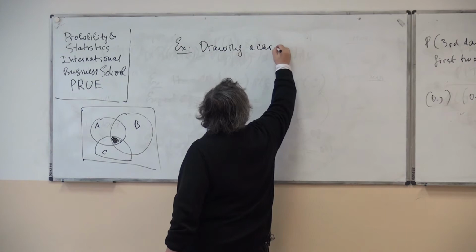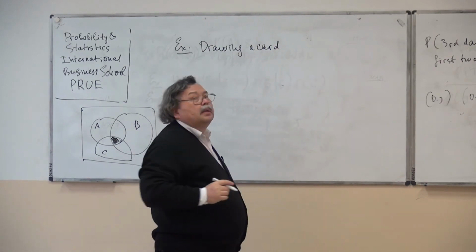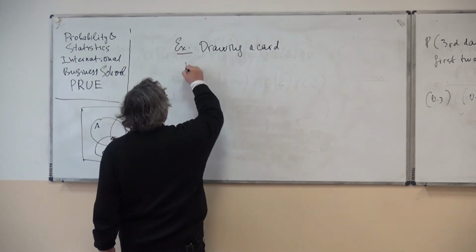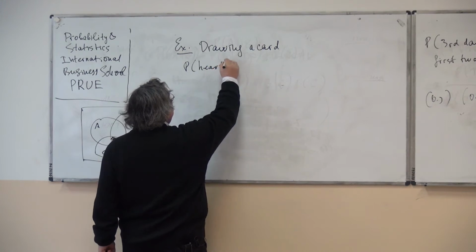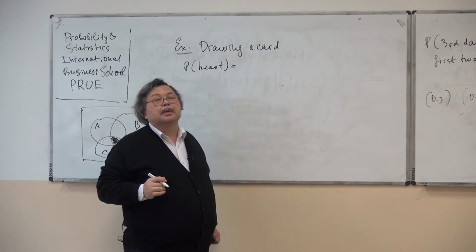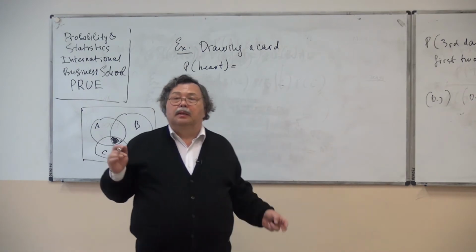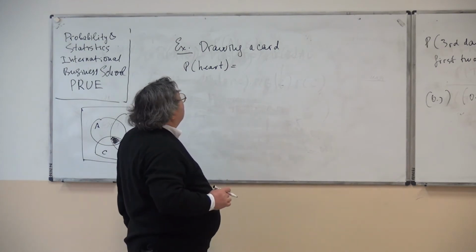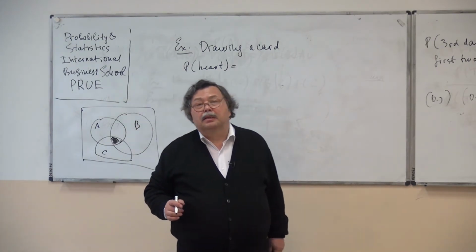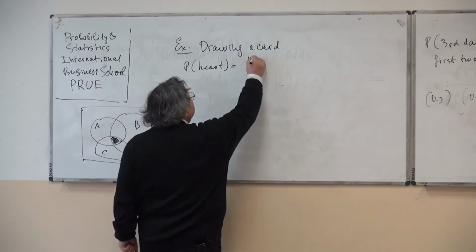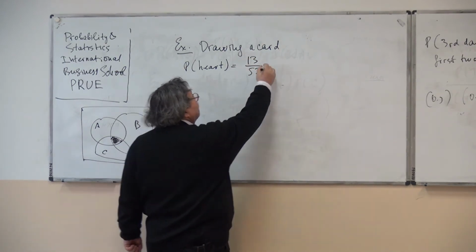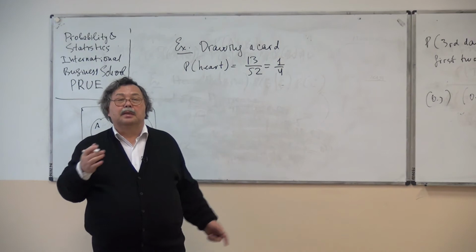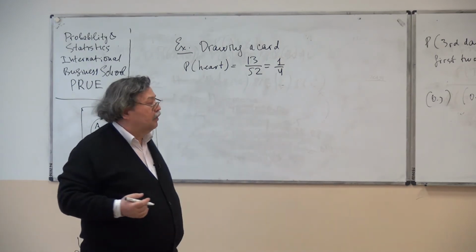Drawing a card at random from the standard 52 card deck. Now, what's the probability of getting a heart? This is a classical model, of course. Hearts are one of the 4 suits in the deck. There are 13 hearts in the deck, and there are 52 cards in total, so the probability is 1/4. And actually, this is the probability associated with each of the 4 suits.